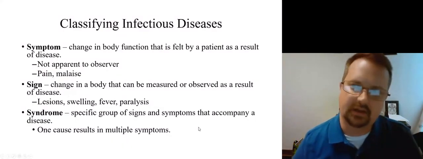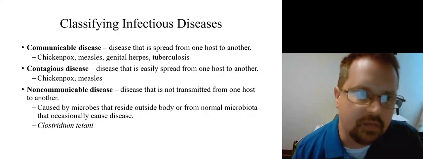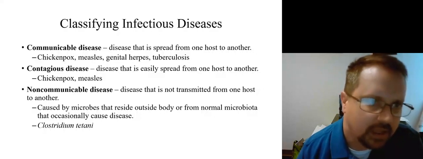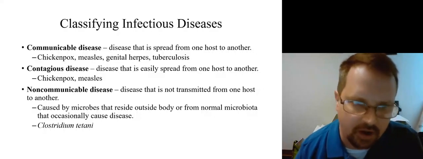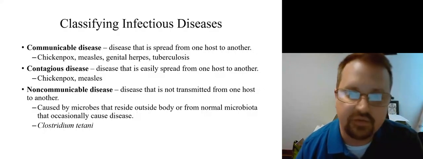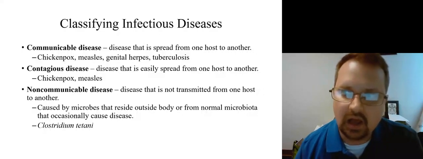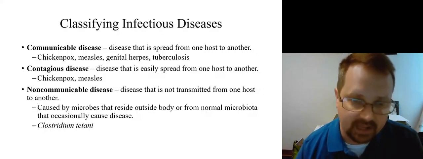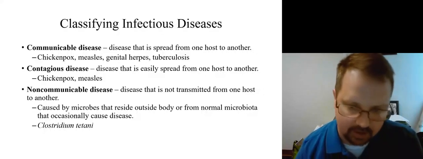Alright, anyway. Let's talk about communicable diseases, contagious diseases, and non-communicable diseases. Communicable diseases spread from one host to another. For example, chickenpox was easily spread. When I was a kid, before the chickenpox vaccine was a thing, my mother wanted me to get chickenpox when I was young, not get it when I was older.